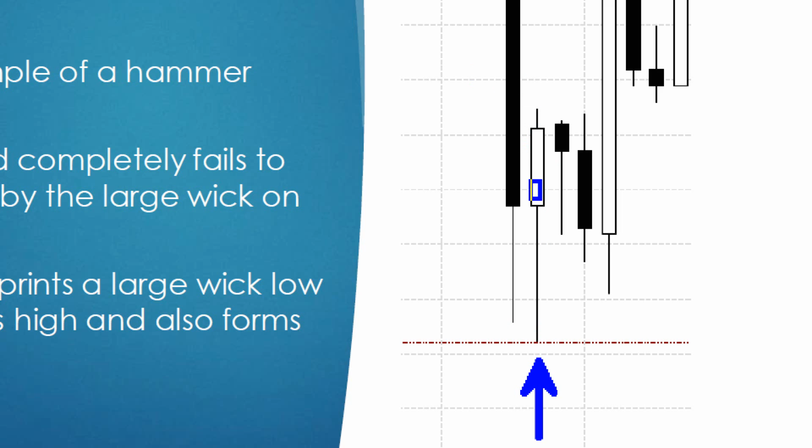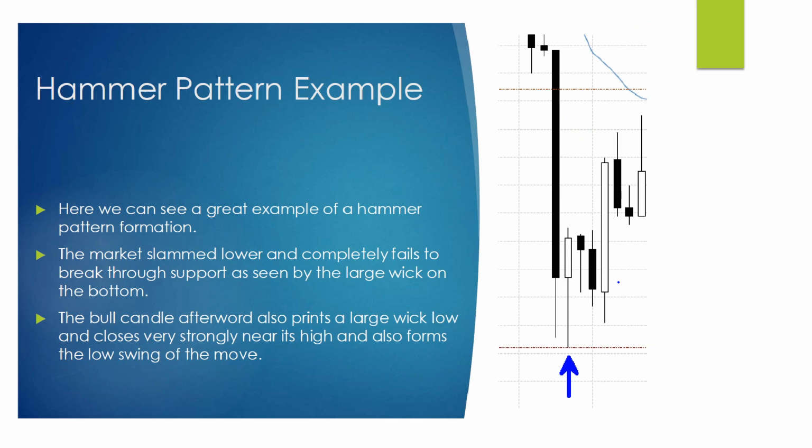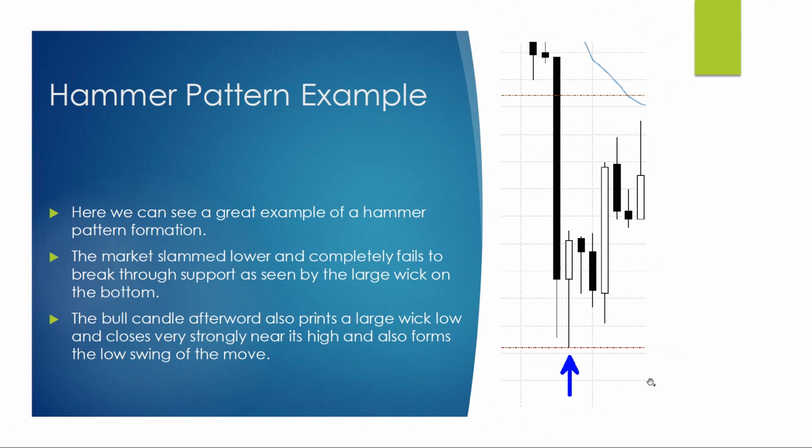The important thing is that the body doesn't look like this, right? It's not some tiny little body with a bunch of wick on the top. It closed very strong near its highs. It only had a few more ticks to go before it actually closed at its highs. That's a very strong clue that the bulls completely shut down the bears at the bottom, giving a potential clue that you're going to at least see some continuation from the buyers trying to push that market back up. You know, again, location is everything.